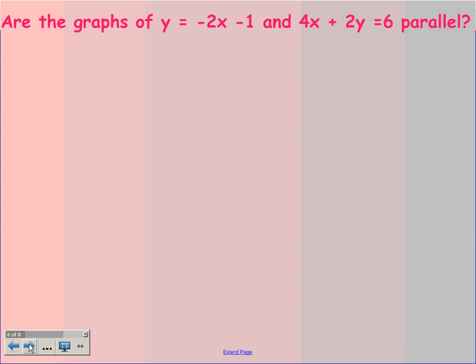Are the graphs of y is equal to negative 2x minus 1 and 4x plus 2y equals 6 parallel to one another? Well, I can pick out the slope right away in the first equation. m is equal to negative 2. But in the second equation, we're going to have to first change it into slope-intercept form.